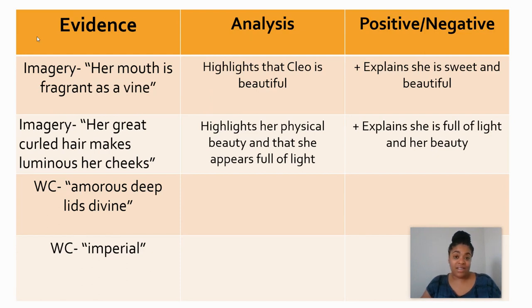Once you have your evidence, you need to create an analysis. What or how does the author paint the picture in your mind, and what does it mean? After you have your analysis, you then need to tell if it has a positive or negative connotation.